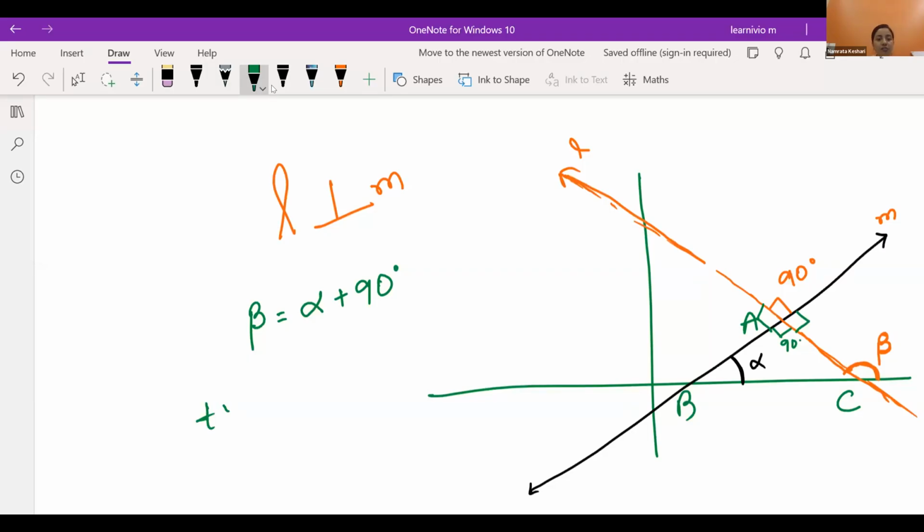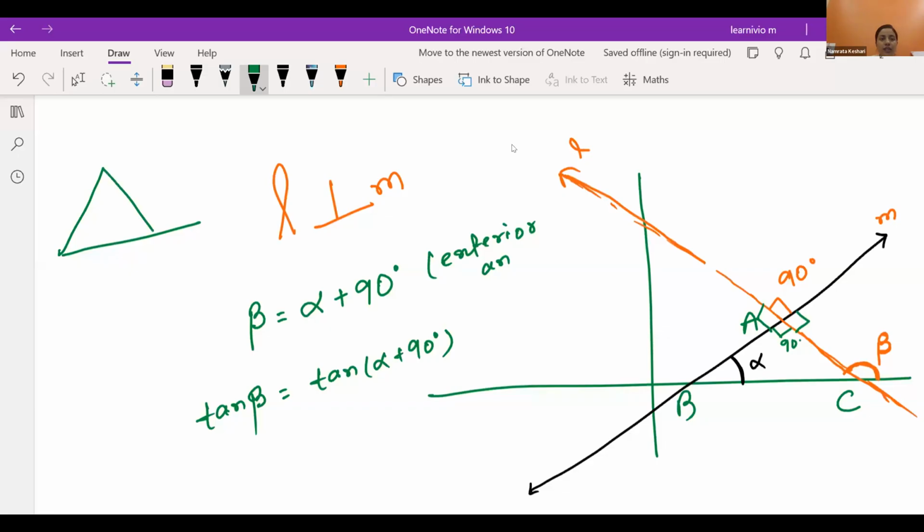If we take tan beta, why? Because we are trying to find the relationship between the slopes. Is this exterior angle property making sense to all of you? Manvi, Neha, Aisha, are you getting it? In a triangle, if we extend one of the sides, then the exterior angle is equal to the sum of the opposite interior angles: this B will be equal to the sum of A plus C. Do you know that?